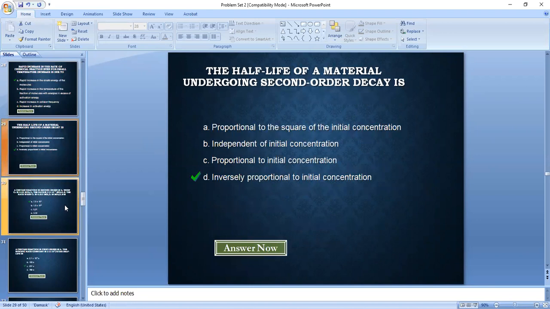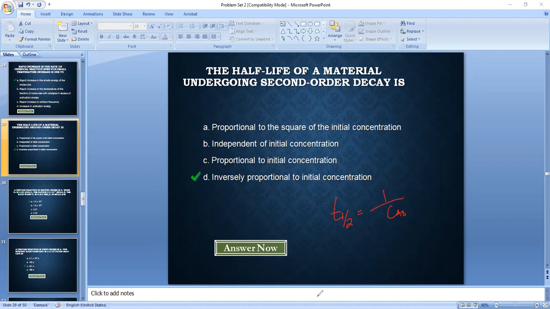The half-life of a material undergoing second-order decay is inversely proportional to the initial concentration. So we have reviewed this. I gave you the formula. The half-life for a second-order reaction is, who can still remember the formula? Correct. Inversely proportional to the initial concentration. So I will place here C_A0.